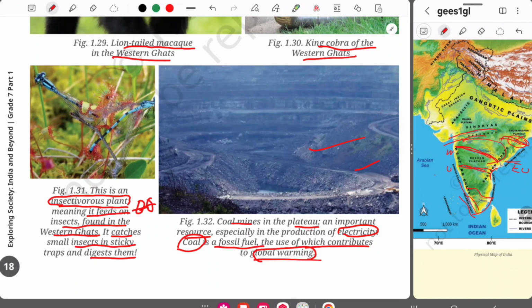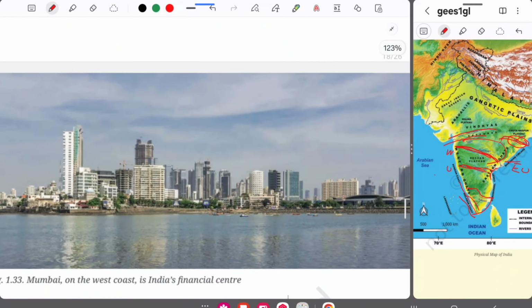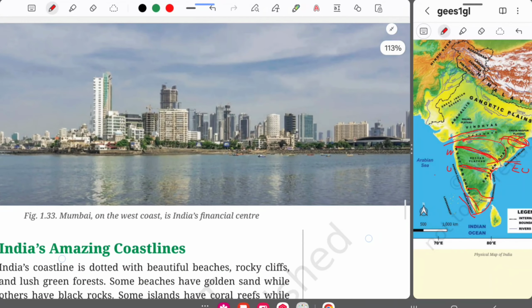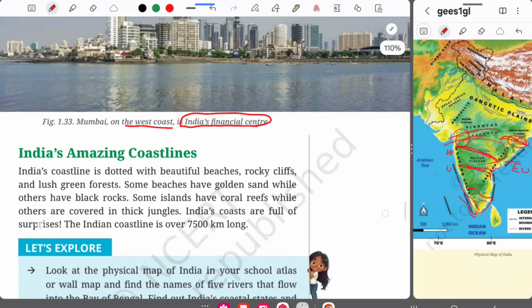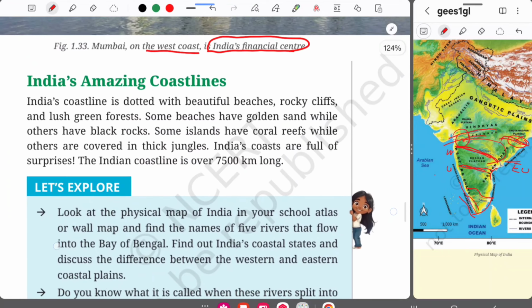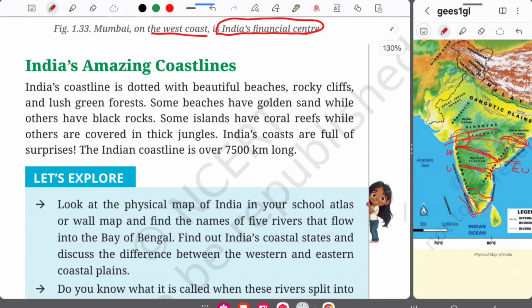That is why it contributes to global warming. Okay, next we have an image of Mumbai. Our famous city Mumbai on the west coast. This is in the coastal area here. Mumbai is India's financial center. You can see so many billionaires and businessmen living in India, isn't it? Like for example, the Ambani family, the Tata group.